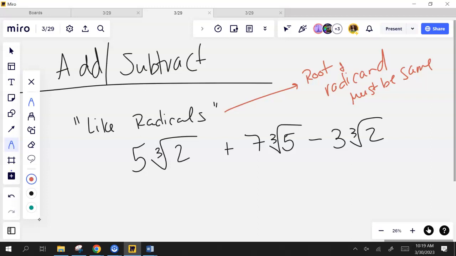So which of these are like radicals? The first one and the last one. The roots are the same, the numbers under the radical is the same.